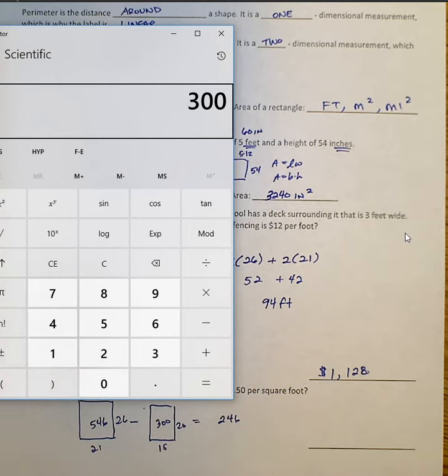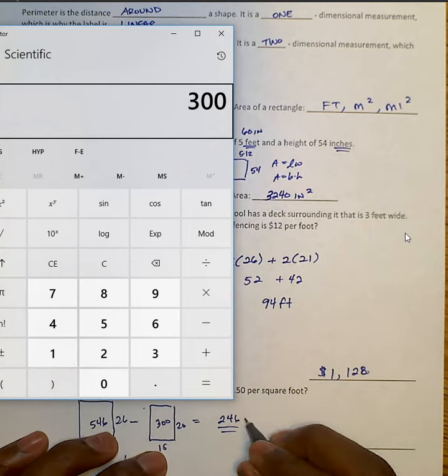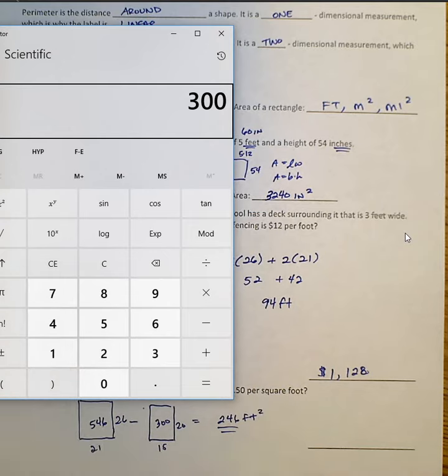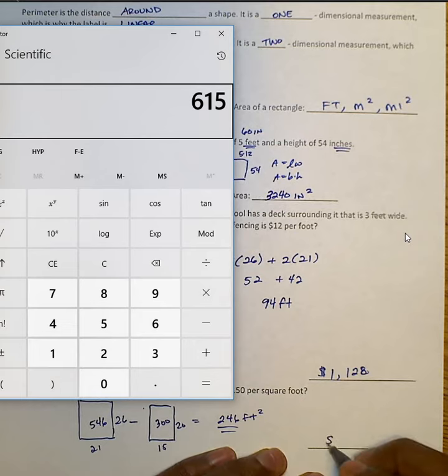So again, that is not what they're asking me for. They're not asking me for how many square feet the concrete is. They're asking me for how much it'll cost. So it'll cost me 246 times $2.50, which the concrete then will cost me $615.